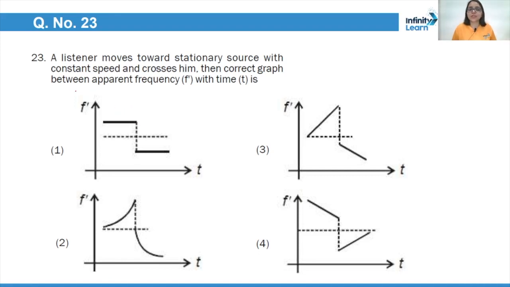Next question is question number 23. A listener moves towards a stationary source with a constant speed and crosses it. Then the correct graph between apparent frequency and time t is. So when the listener is moving towards the source, the apparent frequency will be more, and when the listener is moving away from the source, the apparent frequency will be less. So the correct answer is option 1.